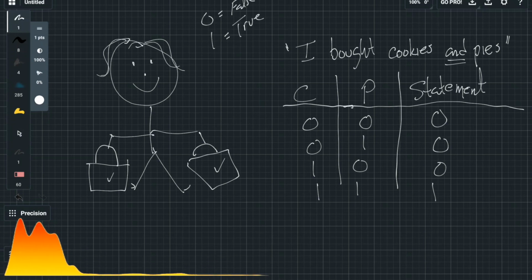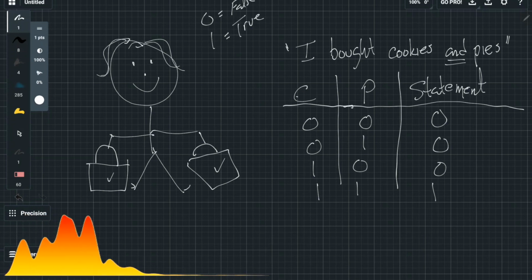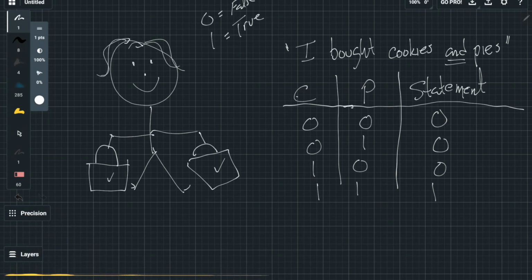What if they said cookies and pies and cakes, or see, there's another C there. Cookies and pies and sugar, because it all has sugar in it. So let's just put sugar out there. So cookies and pies and sugar. And so you'd have three of them, right? The way it would work is only if all the inputs, whatever over here, if they had cookies and pies, and if you had another column for sugar, only if they're all true does that statement become true.